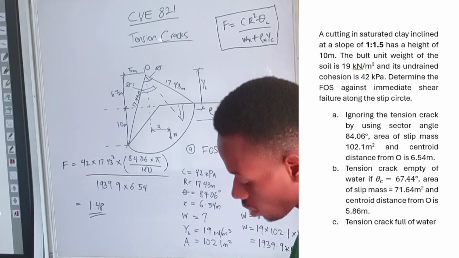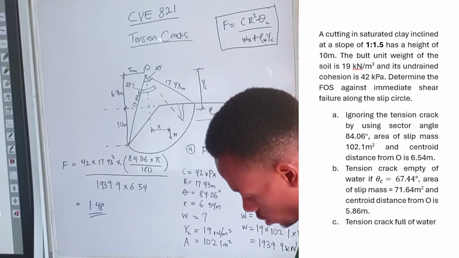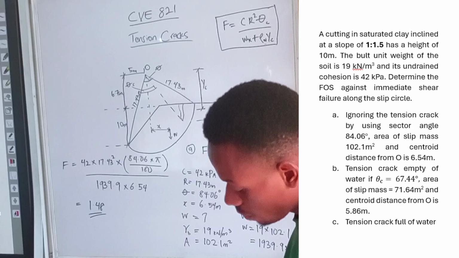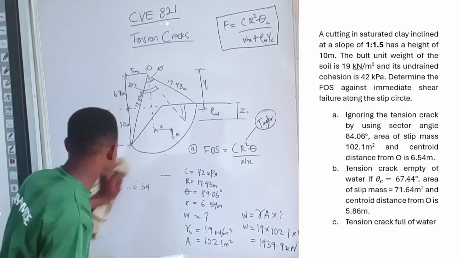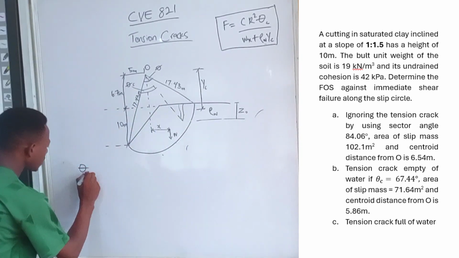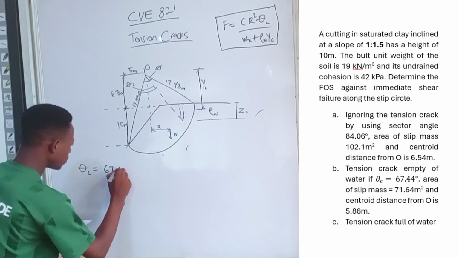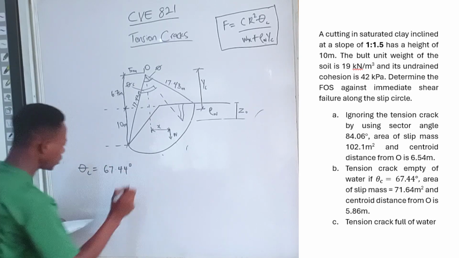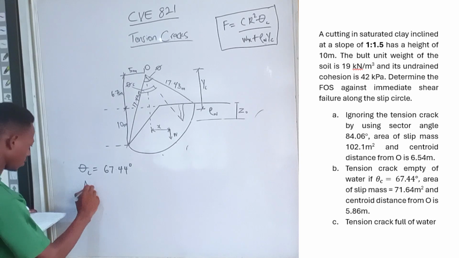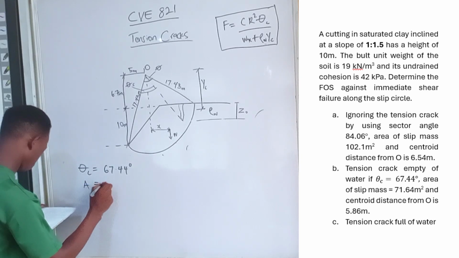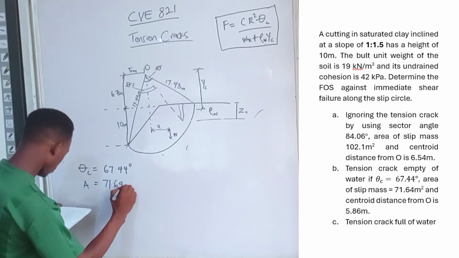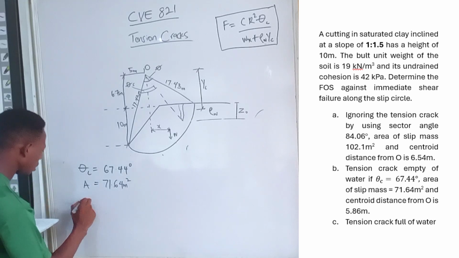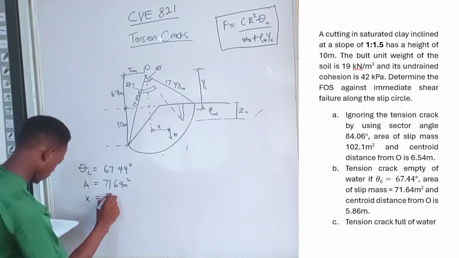If the tension crack is empty of water, and theta C equals 67.4 degrees, then A equals 71.64 meters squared, and X equals 5.86 meters.